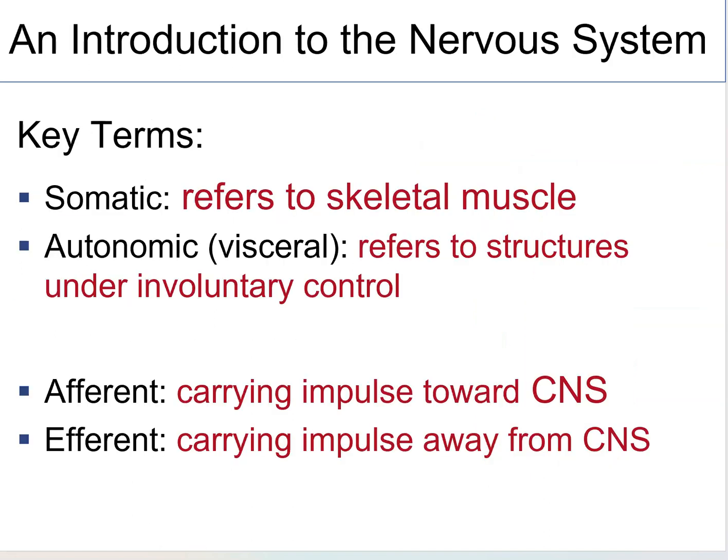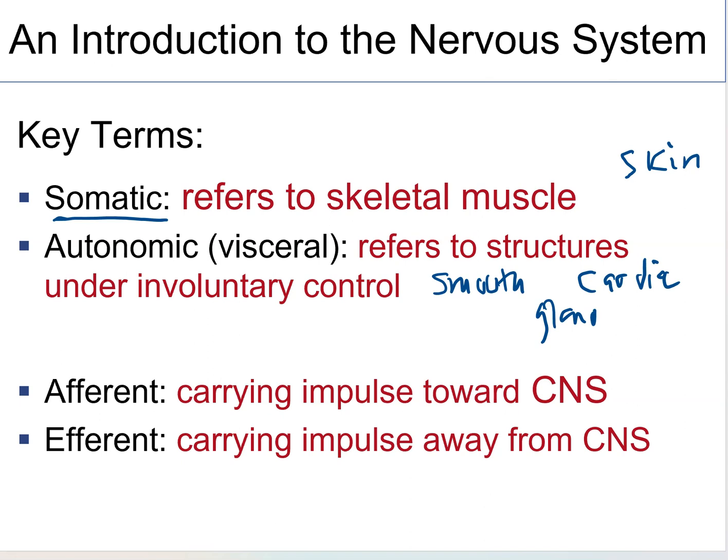There are some terms that you're going to need to know as we go through this system. You're going to see somatic and autonomic. Sometimes you'll see visceral, but we usually say autonomic. Anytime you see somatic, it's referring to skeletal muscle, and it also can be referring to the skin. So somatic is usually a voluntary structure, so as far as muscle, voluntary muscle, and then usually the skin. Autonomic are things that are involuntary. So if we're looking at muscle, the autonomic is carrying information to smooth muscle, cardiac muscle, or glands.